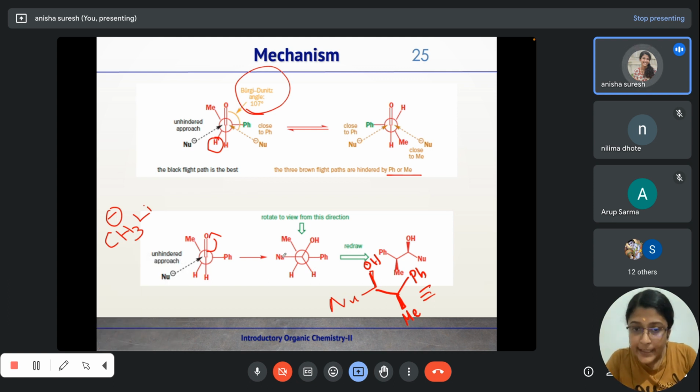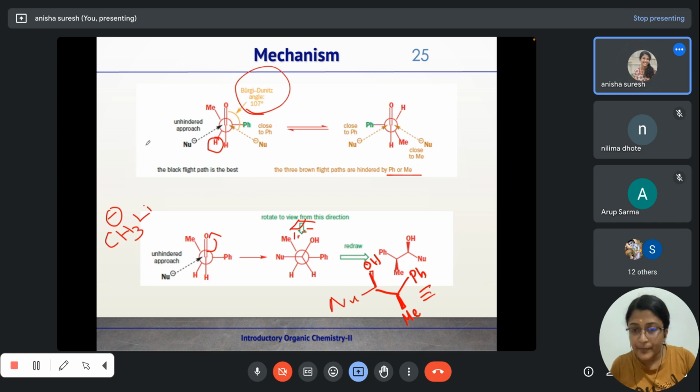So this is clear, right? We are seeing this nucleophile, then carbon. This is behind carbon, and this is phenyl group. So this is in plane. This we are assuming to be in plane. Then this alcohol is above the plane, and this methyl group is also above the plane. Since we are viewing from this direction, we drew it like this.